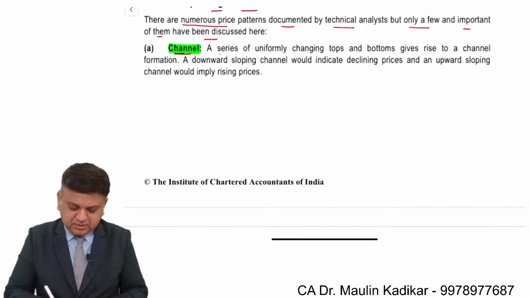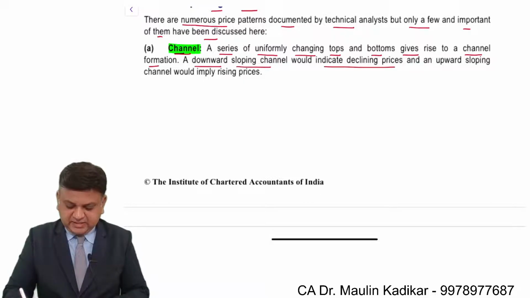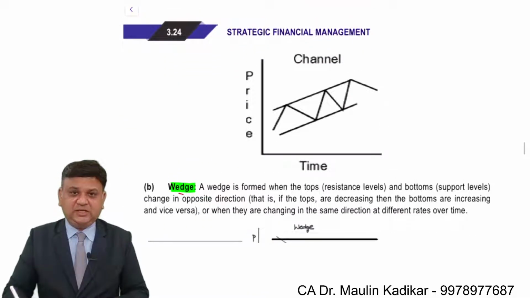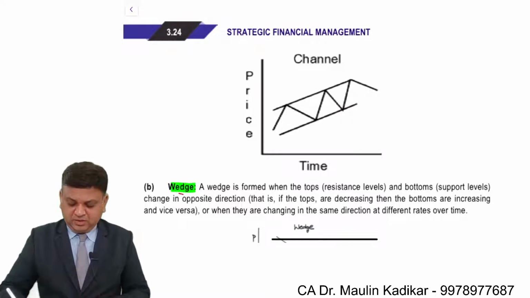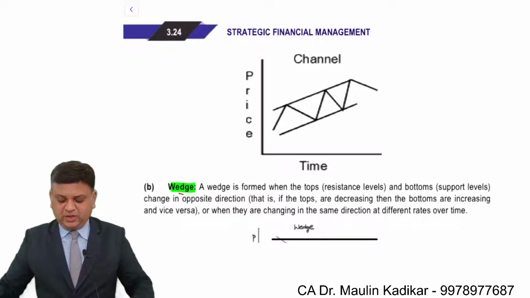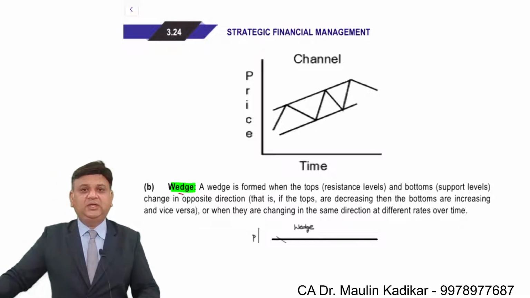Channel: a series of uniformly changing tops and bottoms gives rise to a channel formation. A downward sloping channel would indicate a decline in the prices, and an upward sloping channel would imply rising prices. So this is a channel wherein it is going in the upward direction, then in that case it is bullish, and if the direction is downward, it is bearish.